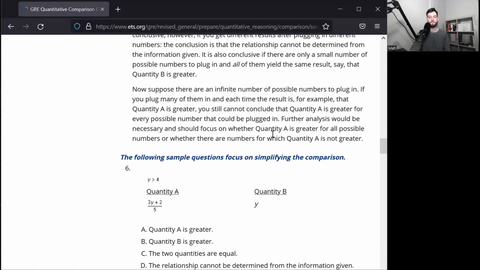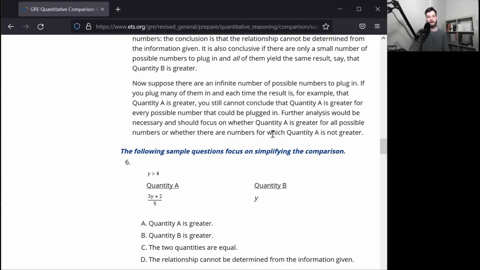Okay, let's keep going. Now we have a slightly more complicated problem. It'd be a little bit annoying to pick numbers here automatically. You could pick 5, 6, 7, 8 and put that in here and compare it to 5, 6, 7, or 8. You could do that. Or you could simplify it first.